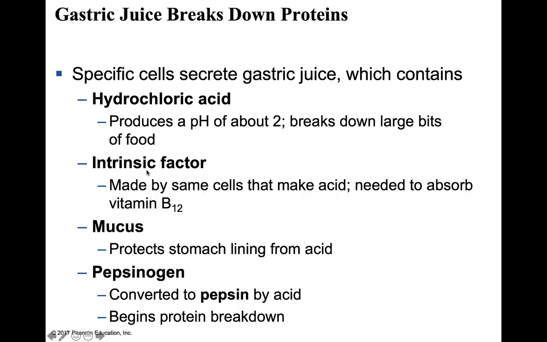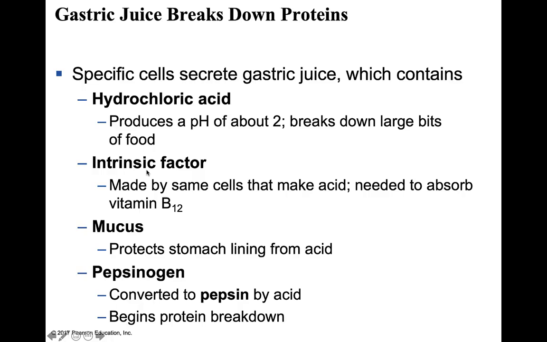Mucus is another significant secretion, and mucus is really important because it actually protects the lining of the stomach from the acidic contents. And that's actually why we don't typically see damage, because of the thick layer of mucus that protects the wall of the stomach from the acidic environment.